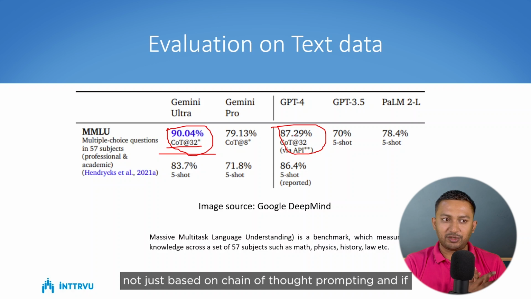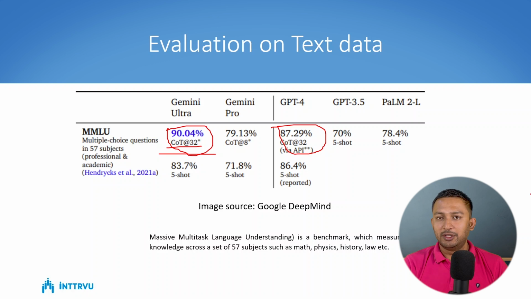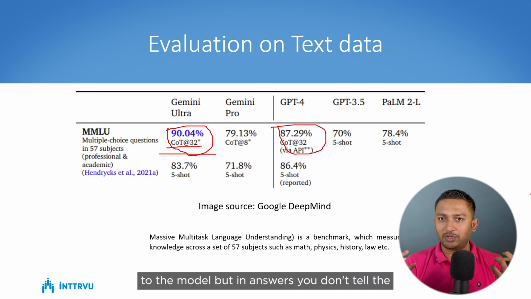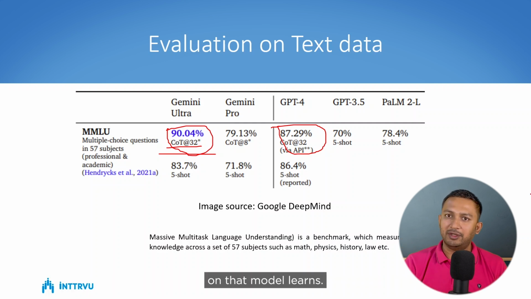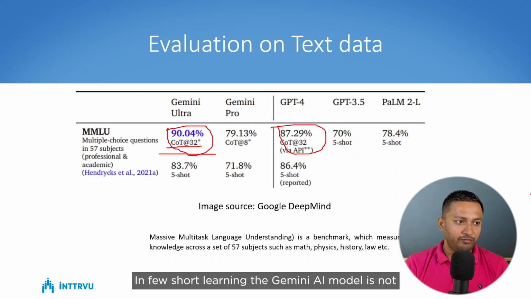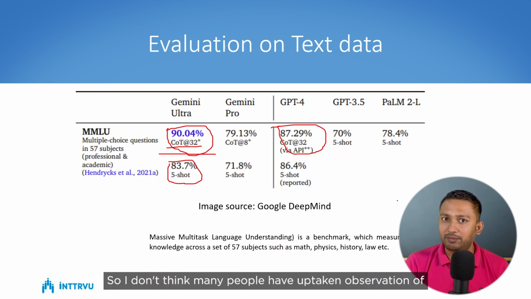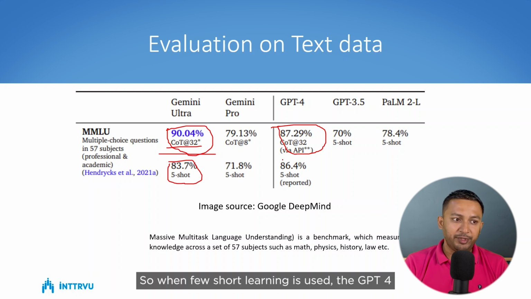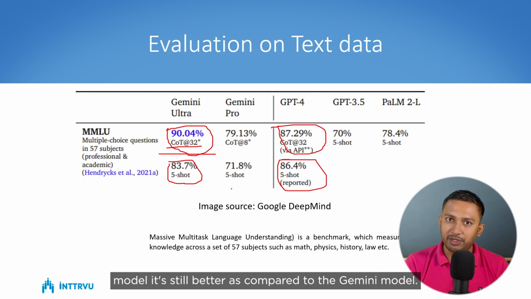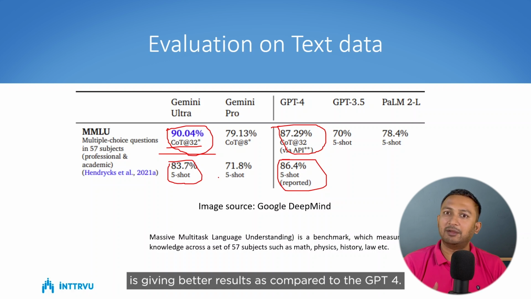If it was not just based on chain of thought prompting, and if it was based on few shot learning. Now, what is few shot learning? So in few shot learning, you give questions and answers to the model, but in answers you don't tell the steps. You just give questions and answers, and then based on that, model learns. That is called as few shot learning. So in few shot learning, the Gemini AI model is not performing better as compared to the GPT-4 model. So I don't think many people have taken observation of this difference. So when few shot learning is used, the GPT-4 model is still better as compared to the Gemini model. But by using chain of thought prompting, the Gemini model is giving better results as compared to the GPT-4.